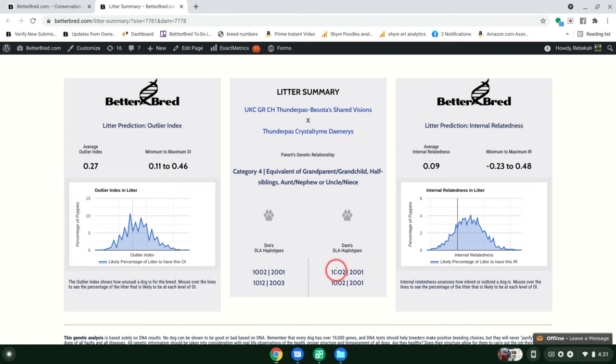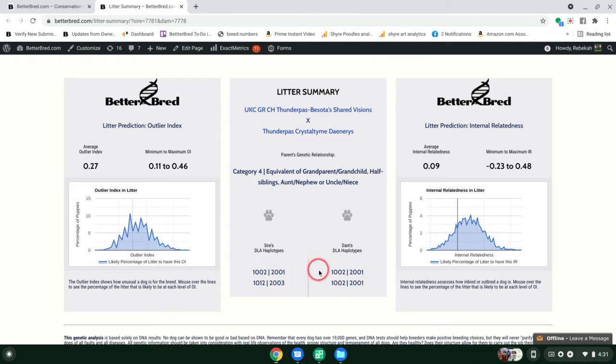And so the dam will give these two together. The sire will give these two or these two. And so it just depends on which one the puppies will get. And then the other 50% will be heterozygous for 2003 and 1012 and 2001 and 1002.